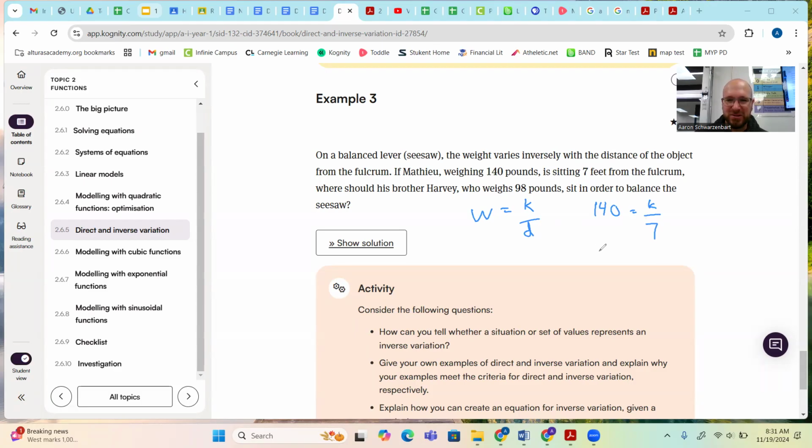To solve this, I'll do 140 times 7. It's 980. So my equation is W equals 980 over distance. I guess I didn't set this up in the easiest way, but to solve, I'll multiply both sides by D and divide by 98. D equals 10. So his brother should sit 10 feet away.